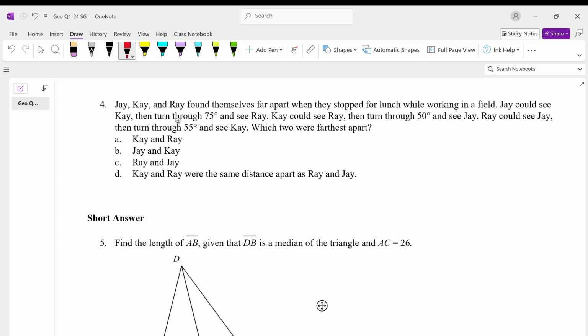And then when you do that, the vertex that you labeled J, put a 75-degree angle in. The vertex you labeled K, put a 50-degree angle in. And the vertex that you labeled R, put the 55-degree angle in. And once you can do that, you can see which 2 people are the furthest apart.